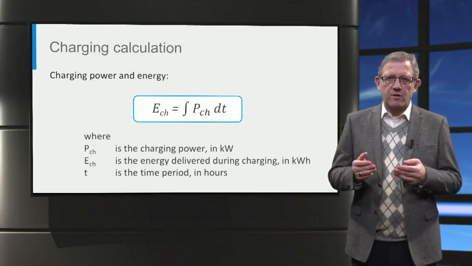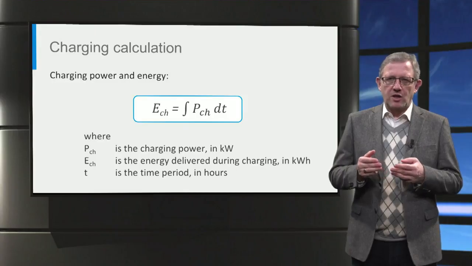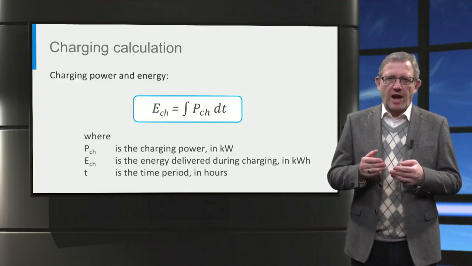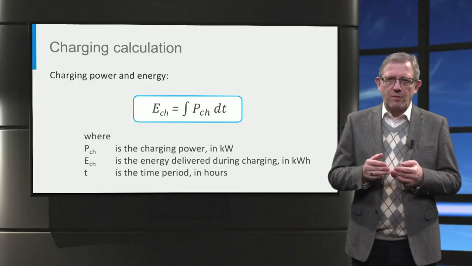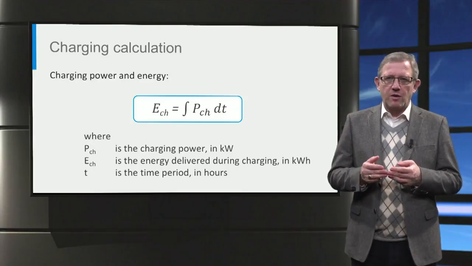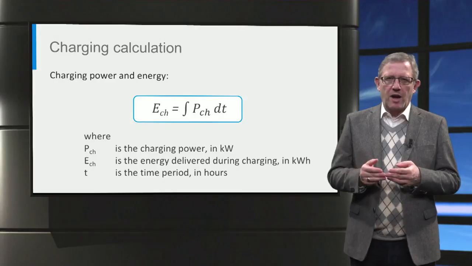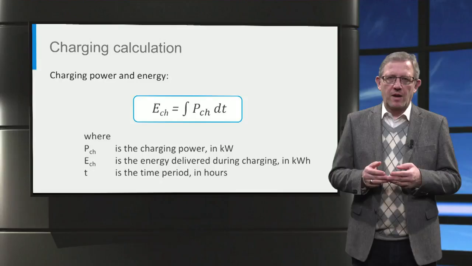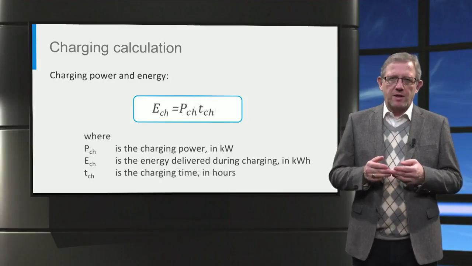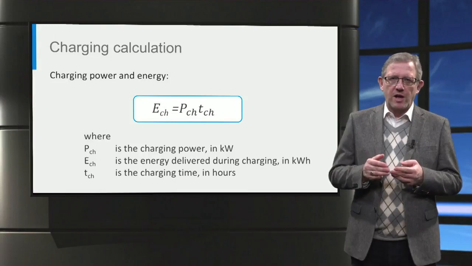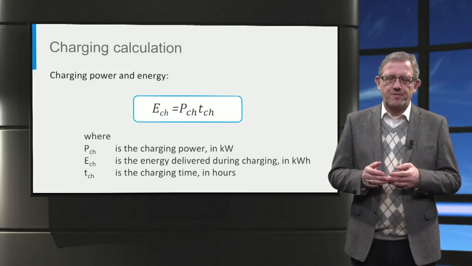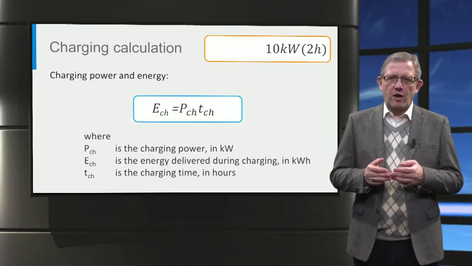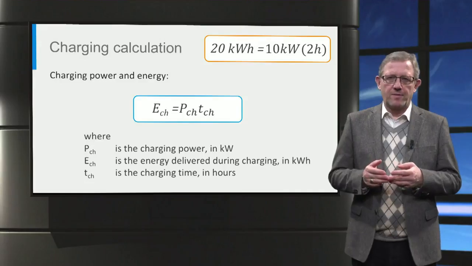Next, the energy delivered to the battery during the charging, E charge, can be estimated as the time integral of the charging power, P charge. The typical units used for charging time, charging power, and energy are hours, kilowatts, and kilowatt-hours respectively. If the charging power is constant, this simply boils down to the product of the charging power, P charge, and the charging time, T charge. For example, a 10 kilowatt charger used for 2 hours delivers 20 kilowatt-hours.